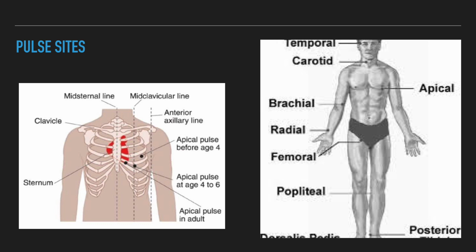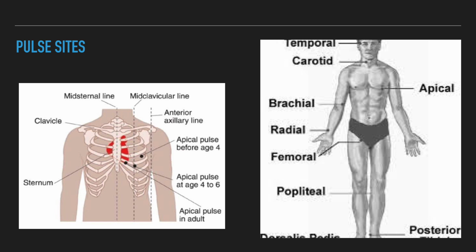Popliteal. The popliteal pulse is palpable behind the knee in the lateral aspect of the popliteal fossa, the hollow area at the back of the knee joint. The pulse is best assessed with the knee flexed and the leg relaxed. The client may be supine or prone.